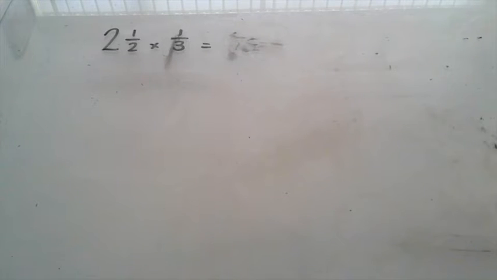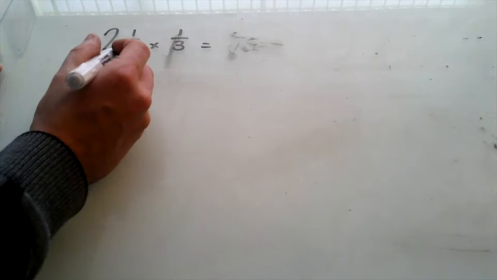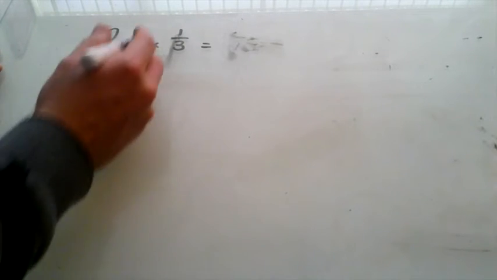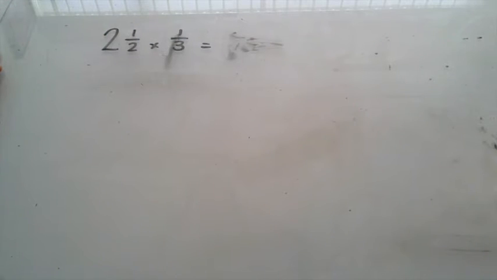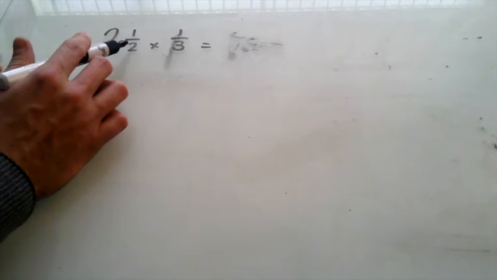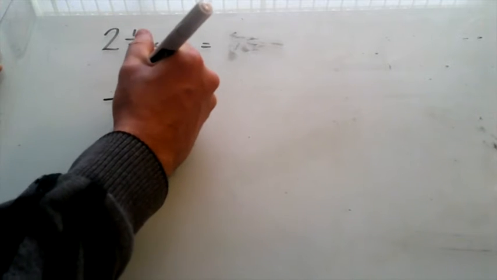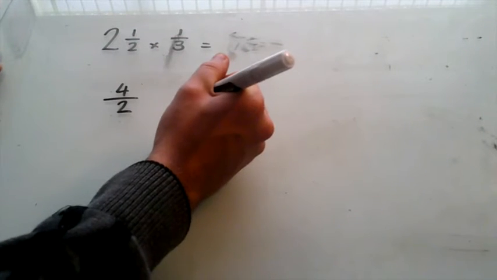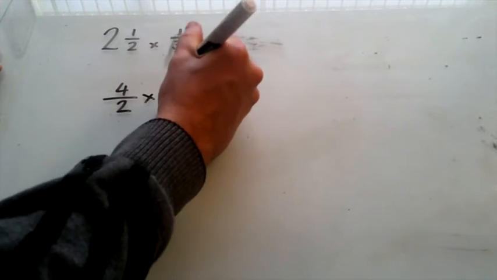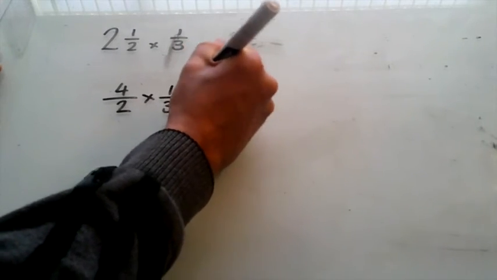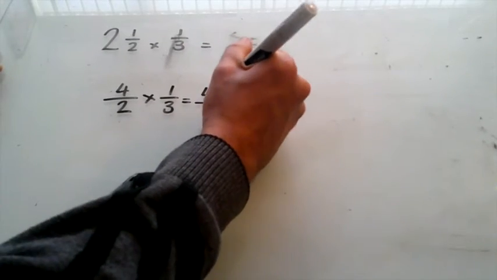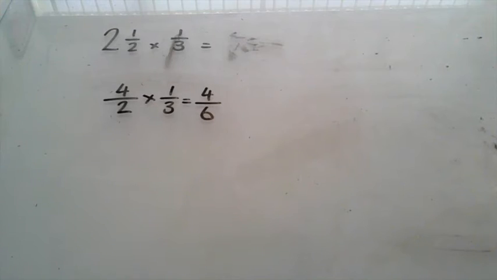Okay, we've now got 2 and a half times a third equals. Now there are two ways you can do this. One way, which is longer, you multiply this fraction out first. So you've got 2 times 2 is 4, so that is 4 over 2 times a third, which will give you 4 over 6.